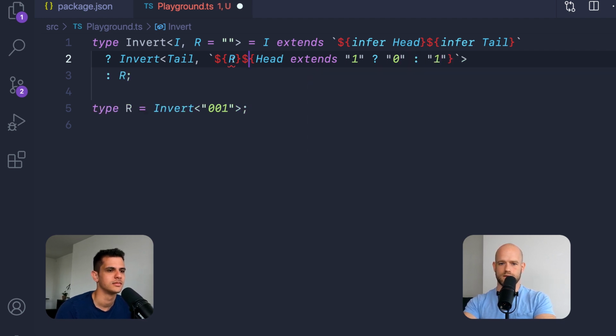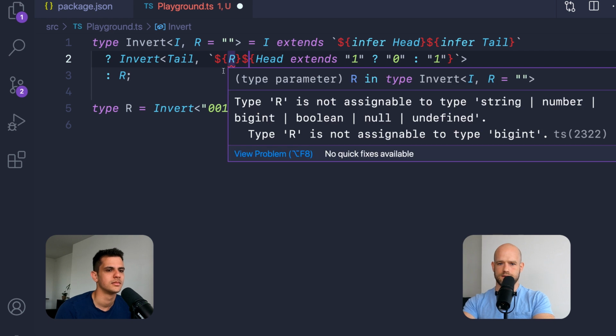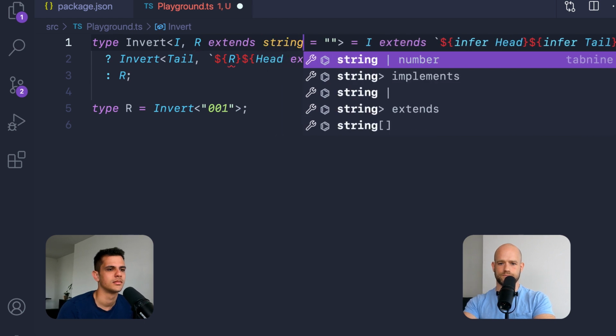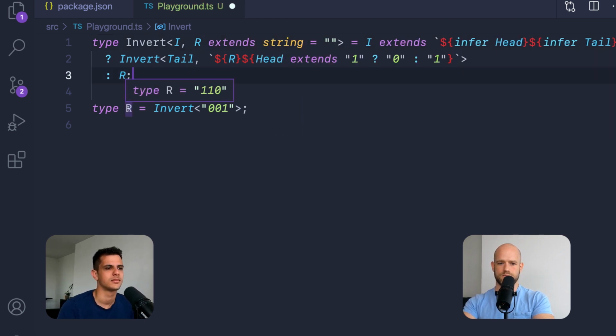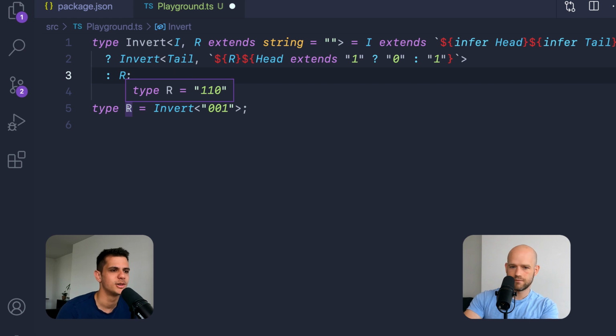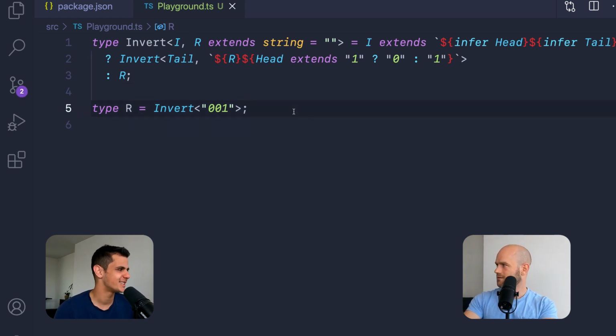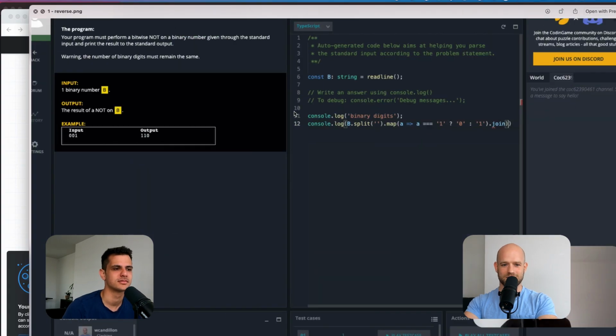If not 1. And here I should put extends a string. So nicely inverted. Wow, okay, that was not too hard actually. No, it's quite elegant. So that was the first challenge. Just getting warmed up. We're getting warmed up.